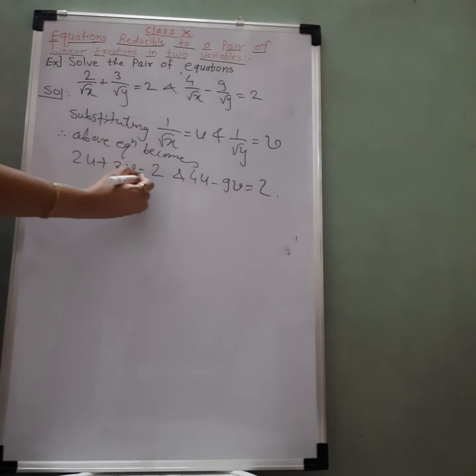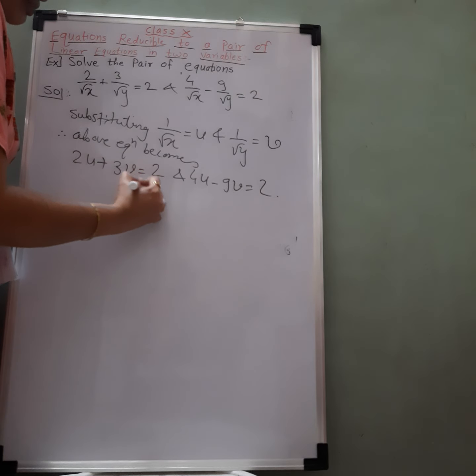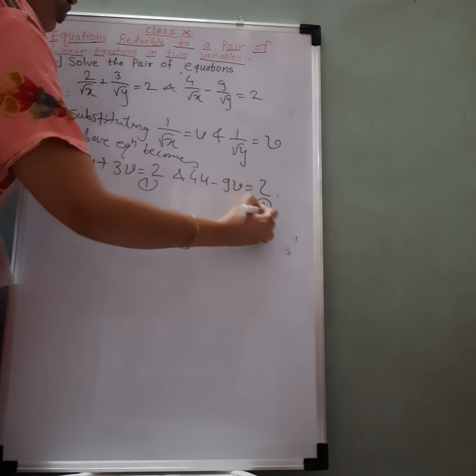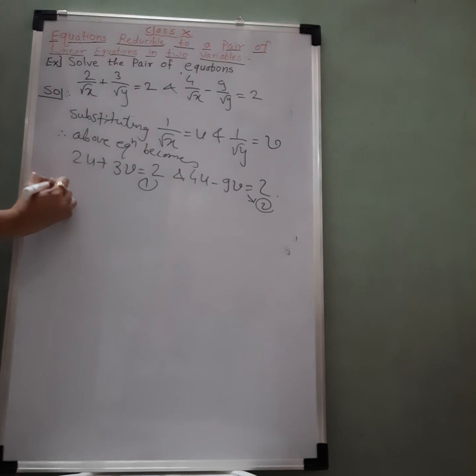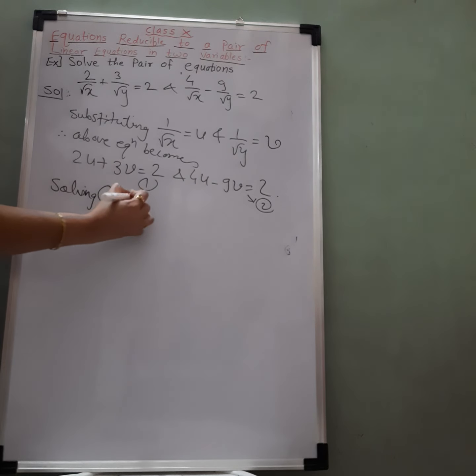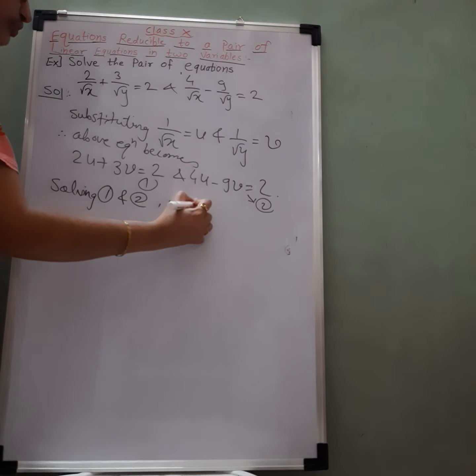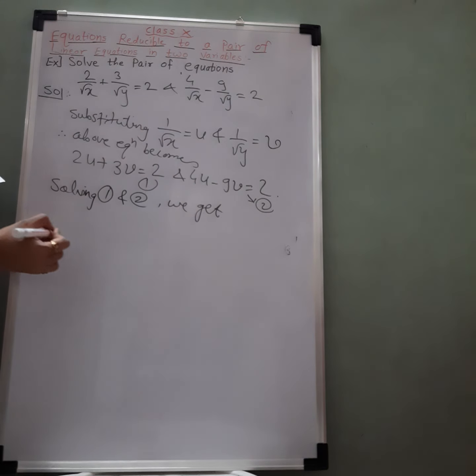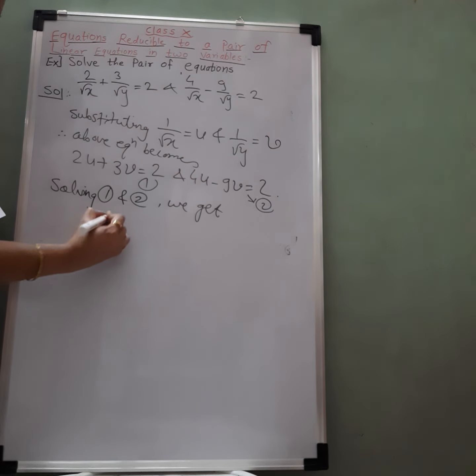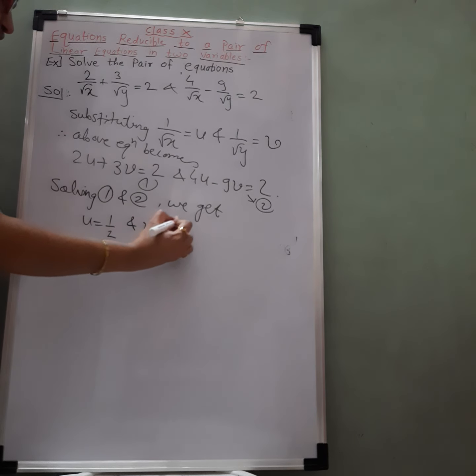Give this number 1 and give this number 2. Solving 1 and 2, if I solve it by elimination method, here you will get the value of u. Solving 1 and 2, we get u is equal to 1 upon 2 and v is equal to 1 upon 3.